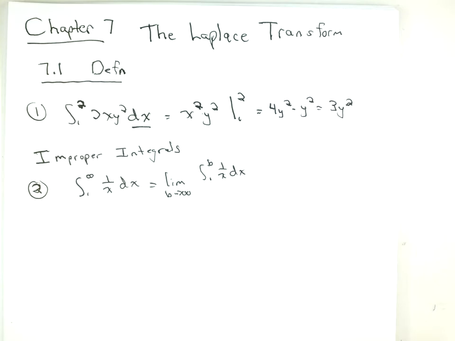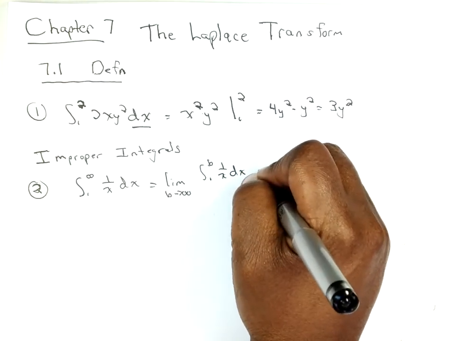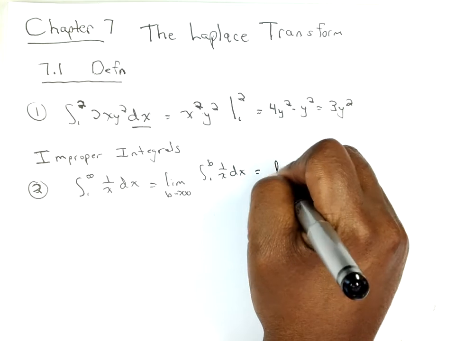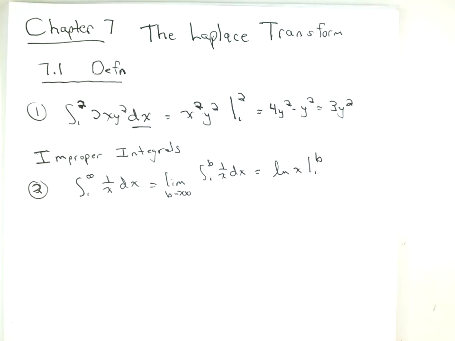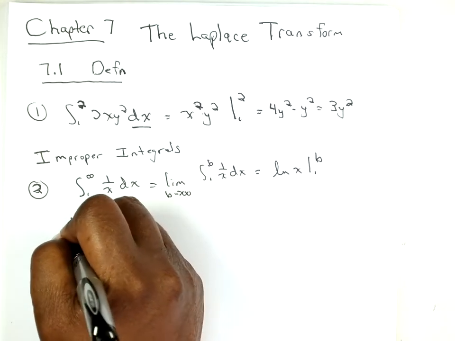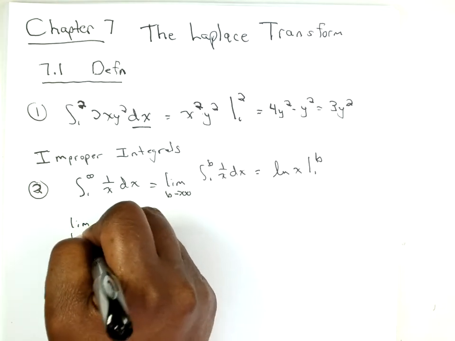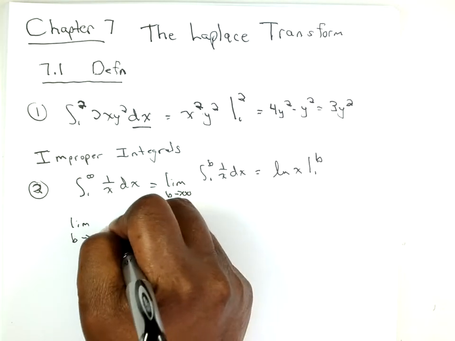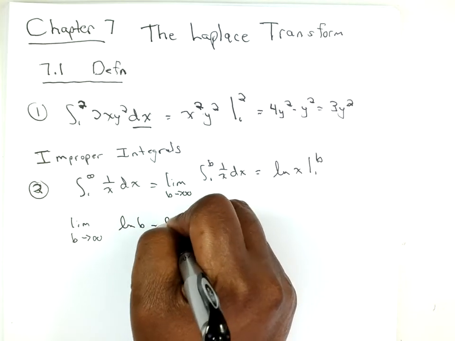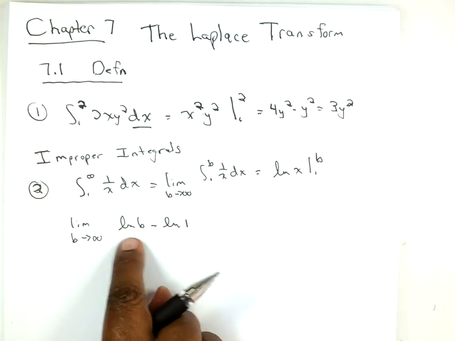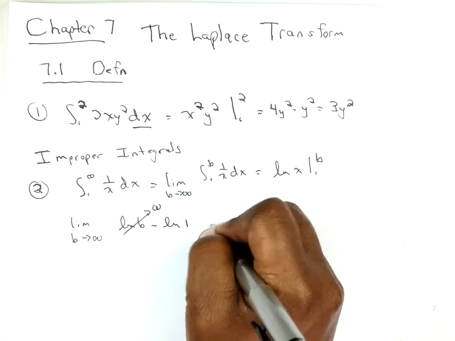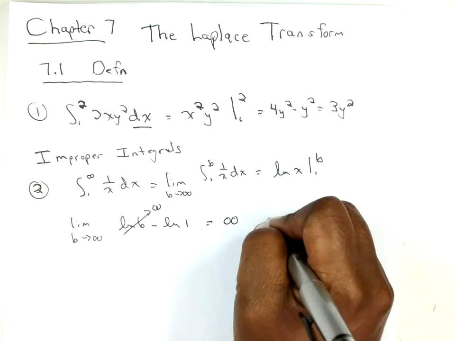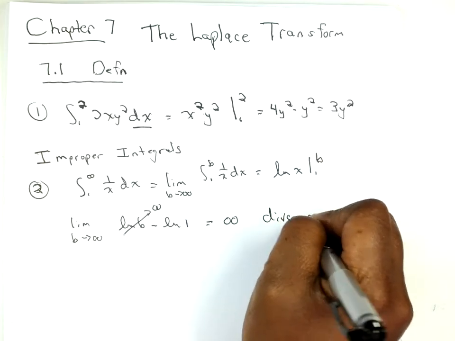And then we can integrate that. So the integral of 1 over x is the natural log of x. So I have ln of x from 1 to b. So when you take that limit as b goes to infinity, we get ln of b minus ln of 1. Well, as b goes to infinity, the natural log of b goes to infinity. So this term's going to infinity, minus 0. So I get infinity, and this integral diverges.